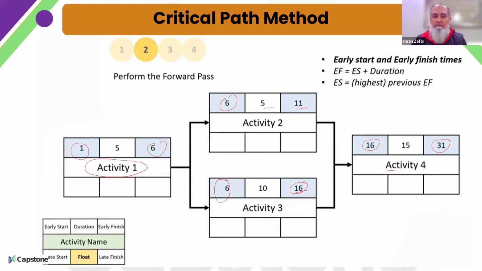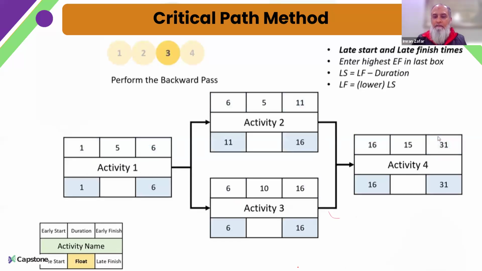In the next step, we need to put entries for the late finish and late start dates, which we call the backward pass. So now what happens? 31 will come as it is. We subtract 16 here. This 16 will come here because both are associated to it. So 11 and 6, and we have the same values here. So now this is the backward pass.